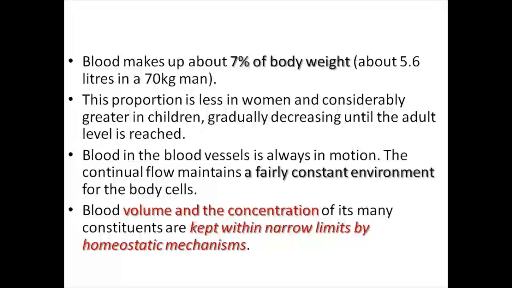But also we say blood volume and the concentration of its constituents, that is the makeup or containing part of blood, are always kept within narrow limits by homeostatic mechanisms, as we saw in the previous session, whereby we saw that the control of body fluid, or intravascular fluid, is controlled by different homeostatic mechanisms. For instance, the neural mechanism, the RAS mechanism, the ADH mechanism, and so on. All of these are essential to ensure that the concentration and volume of blood is kept within a nearly constant range.